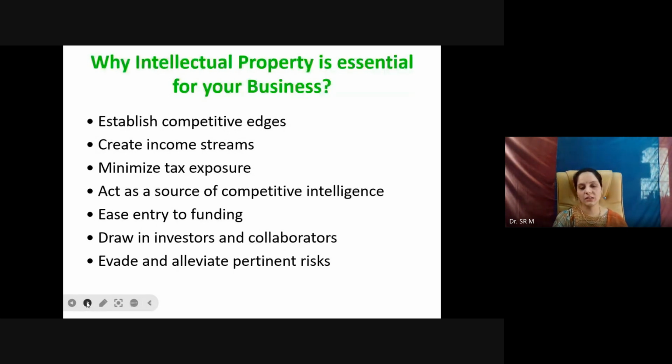Evade and alleviate the pertinent risks. Registering trademarks and patents helps prevent others from copying your products, and they are not supposed to use your similar branding. So this proactive approach actually mitigates the risk of legal challenges. It could be infringement lawsuits, or just protecting your business interests, right?